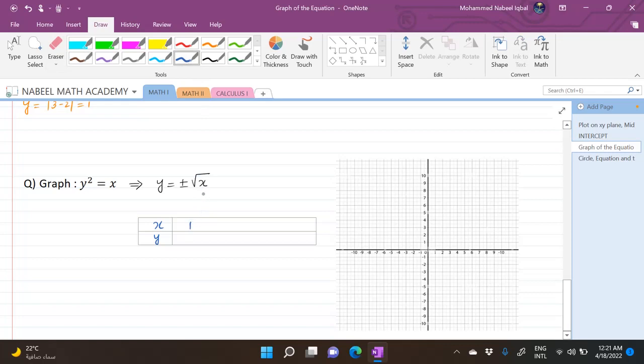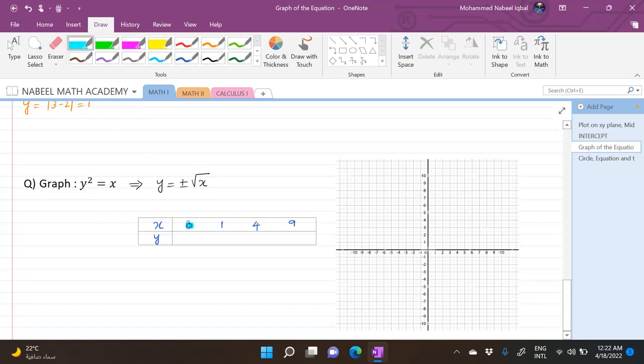So I will take 1, or you can start with 0, no issues. 0, you will get this one. 1, okay. 2, I will not take 2. Why? Because the root of 2, I don't know the value, since you will find it as a decimal. That's why I jumped to 4. When you take the square root of 4, you will get an integer, so it is easy to draw the graph. Now here I take 9. So these are the numbers we are taking. Depending upon this equation you have to choose.